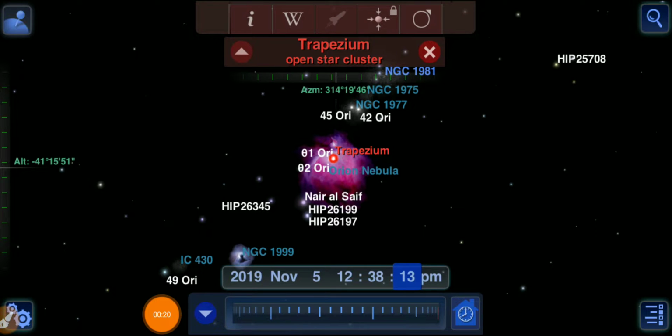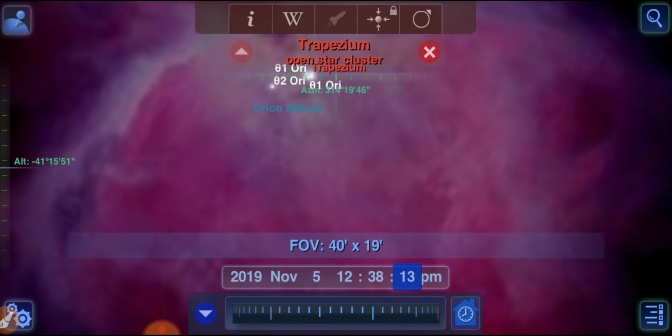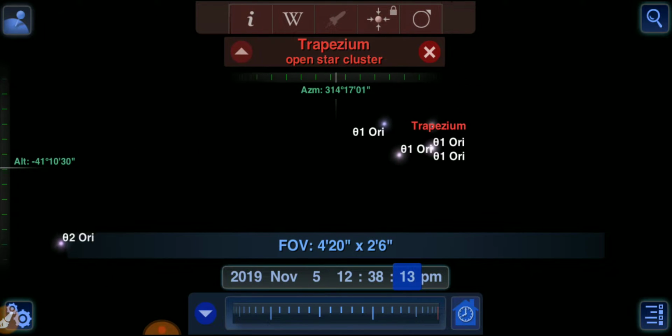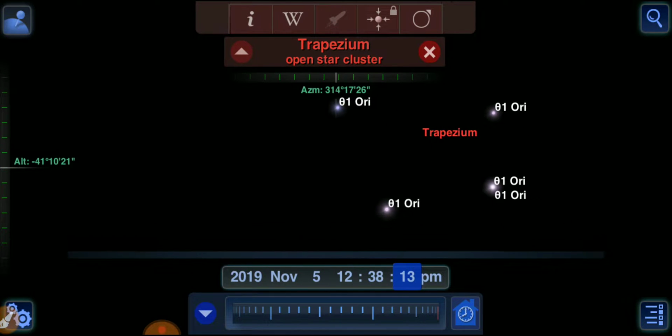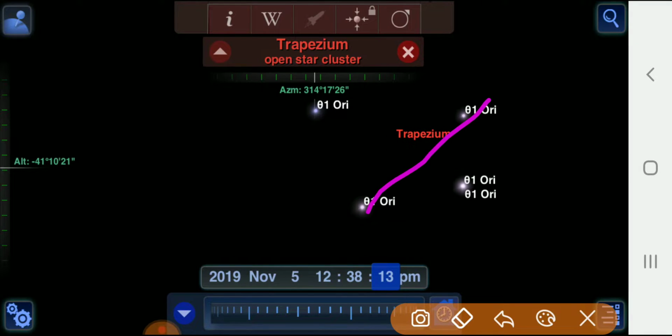So it's in the Orion Nebula, okay? And right now I am on my Redshift app, which is an astronomy app. Okay, so we go here. We see the stars of the trapezium open star cluster. Coincidentally enough, they form a cross.